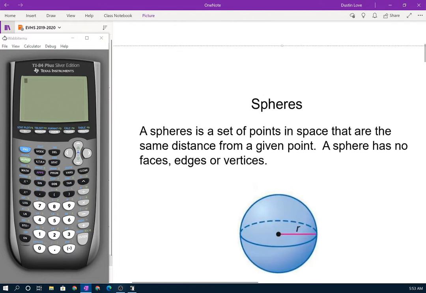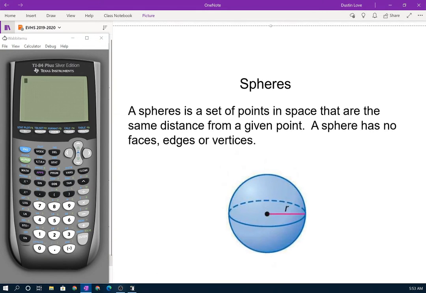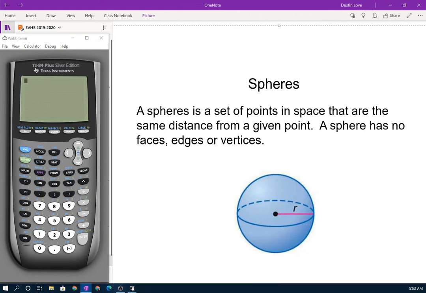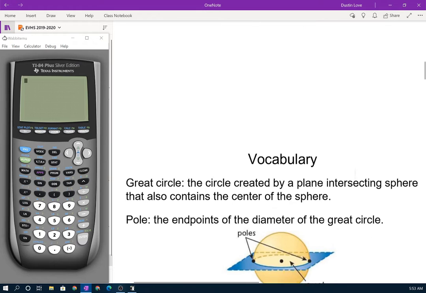A sphere is a set of all the points in space that are the same distance from a given point. Exact same idea as a circle, except a circle is two-dimensional, whereas a sphere is three-dimensional. No faces, no edges, no vertices, because it is curves all the way around. A sphere has a radius, just like a circle does. It also has a diameter, just like a circle does. The only difference is, like I said, it's three-dimensional.